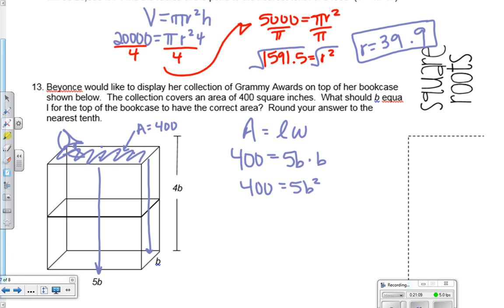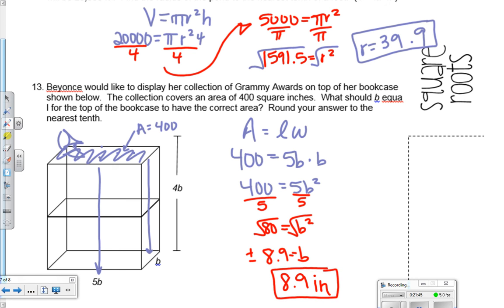I'm just going to start working backwards like I've been doing this whole time. Divide by 5. So 80 equals b squared. I take my square roots. So b equals plus or minus, it says round to the nearest tenth, 8.9. Well, we're talking about Beyonce's Grammy shelf, so we're not talking about negative dimensions. That's not even a thing. We don't say that a room is negative 5 feet long. So Beyonce's shelf needs to be positive 8.9, is it inches? Yeah, inches long.